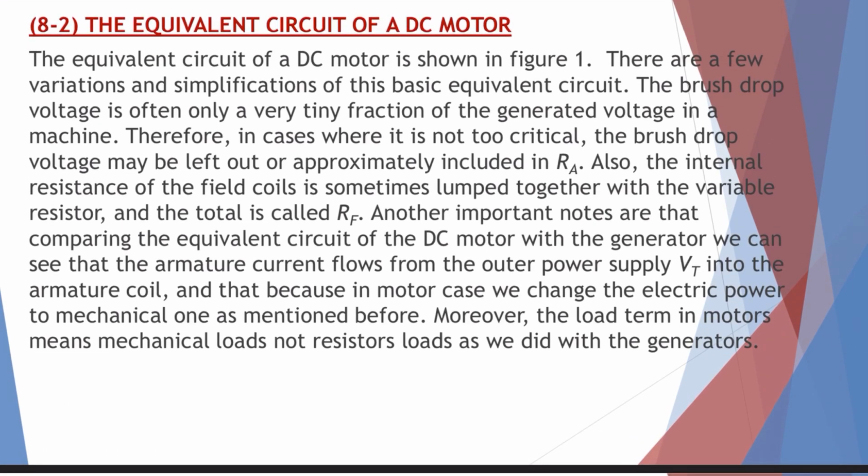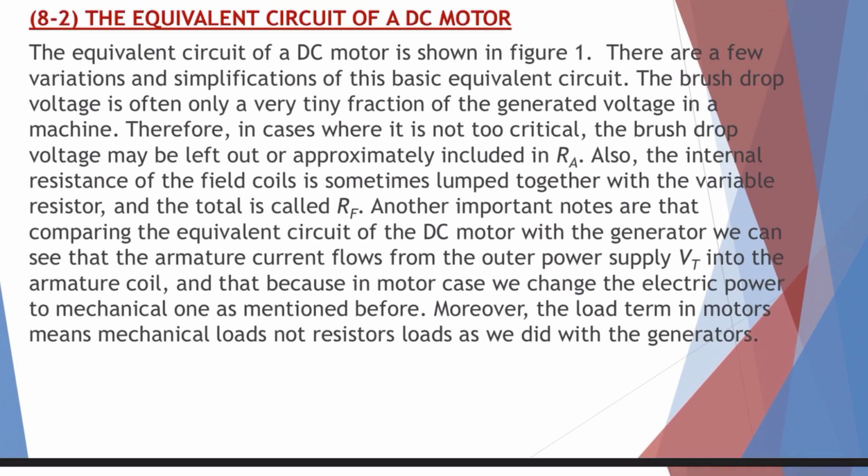Okay, so let's start with the first section here, 8-2, the equivalent circuit of a DC motor. The equivalent circuit of a DC motor is shown in figure 1. There are a few variations and simplifications of this basic equivalent circuit. The brush drop voltage is often only a very tiny fraction of the generated voltage in the machine. Therefore, in cases where it is not too critical, the brush drop voltage may be left out.